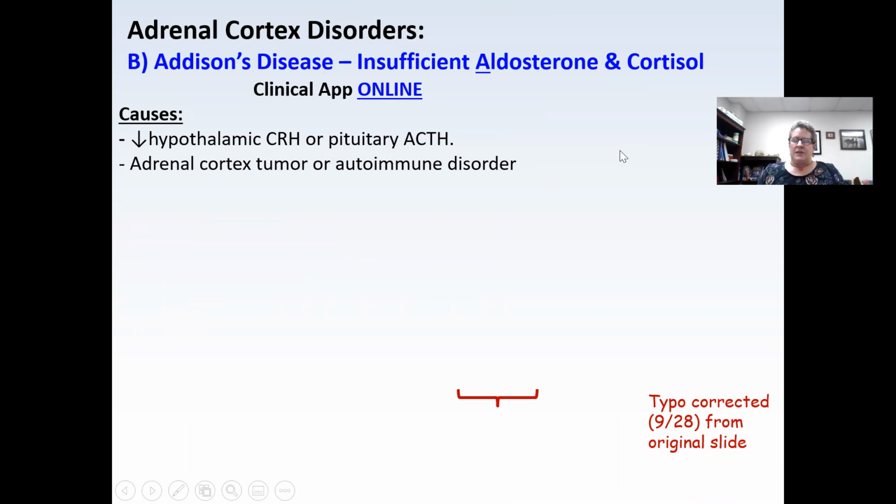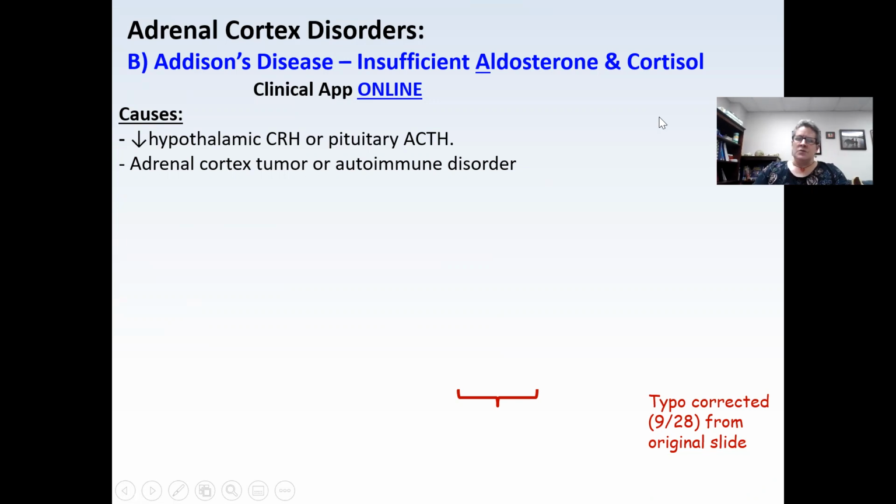How about a disorder of aldosterone? Addison's. Okay, so here's the A in Addison's and the A in aldosterone. So Addison's is low aldosterone. It does affect cortisol to some extent, but I'm going to have you focus on the aldosterone being low. Now, if you remember, I said aldosterone has the letters A, L, S, and T, and if you rearrange that, that spells salt.